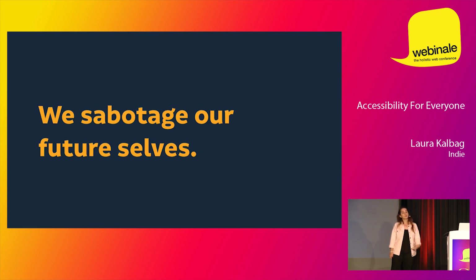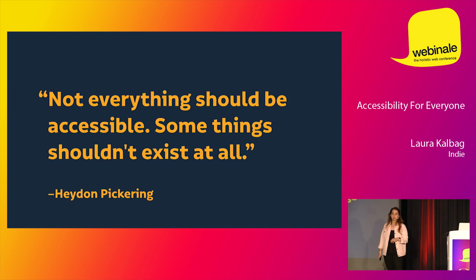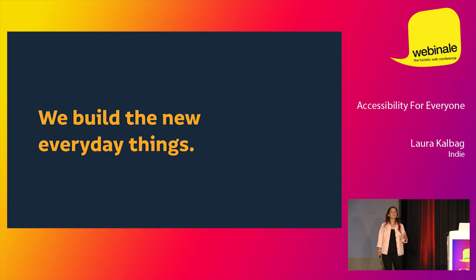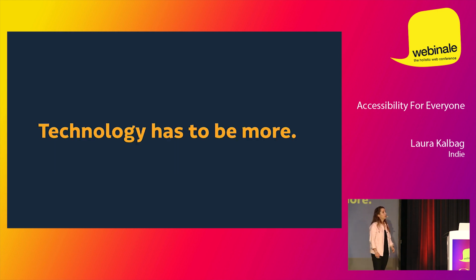And by reducing our choices in the technology we use, we sabotage our future selves. As my friend Hayden Pickering said, not everything should be accessible. Some things shouldn't exist at all. Because we build the new everyday things, and we have to take responsibility for that. People use the web and the internet far more than they use the things that they pay their taxes for. Our lives, our families, our communities and societies need us to build technology for more than just making more money for rich people.